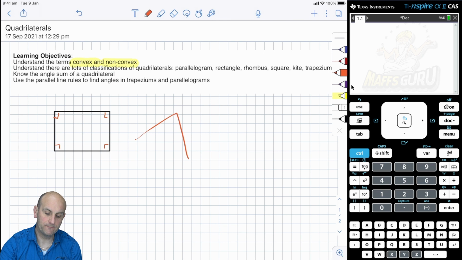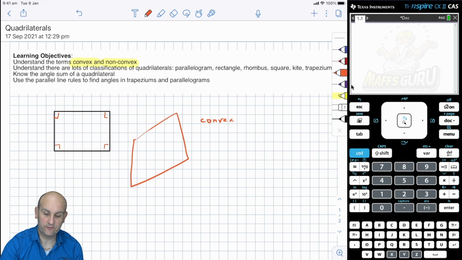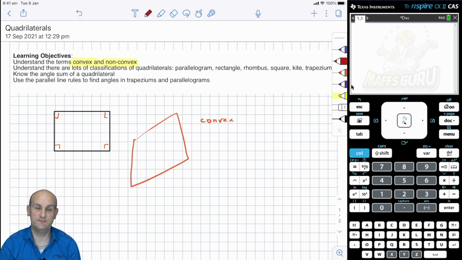So this is a quadrilateral, right? End of. Nothing more, nothing less. Now, as it turns out, this is actually a convex quadrilateral. The reason this is a convex quadrilateral is because all of the vertexes, another stupid word to introduce into maths, basically a vertex is a corner, all point outwards.